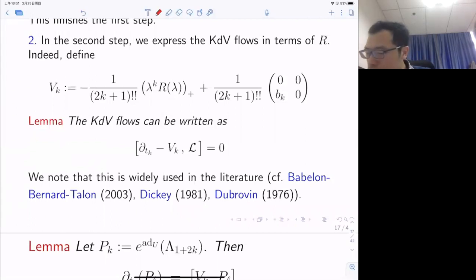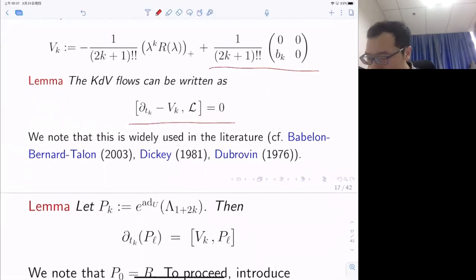So let's introduce a family of 2x2 matrices V_k. It just takes the positive part, the polynomial part of lambda to the k times R, with correction. Then the KdV flows can be written equivalently in this form. This is also widely used in the literature, for example in BBT's book and the work of Dubrovin and others.